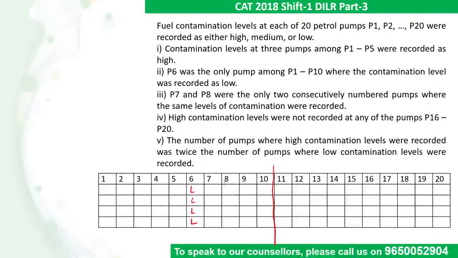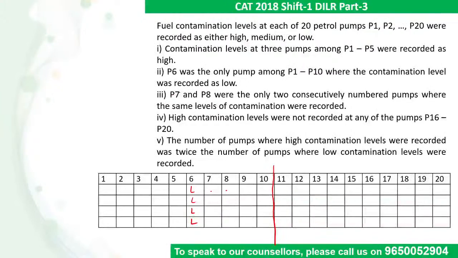Now the next condition that is known to us is that P7 and P8 were the only two consecutively numbered pumps where the same level of contamination was recorded. So 7 and 8 had the same level. They cannot be low, so they are either both high or both medium. For the others it could be alternate, but it could not be consecutive.